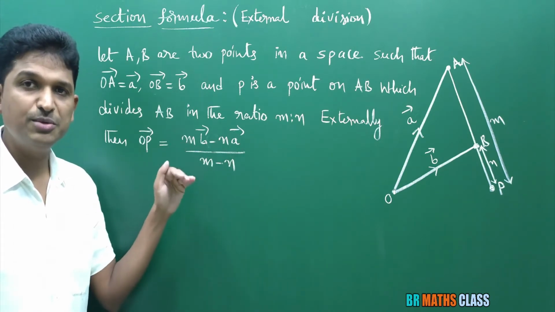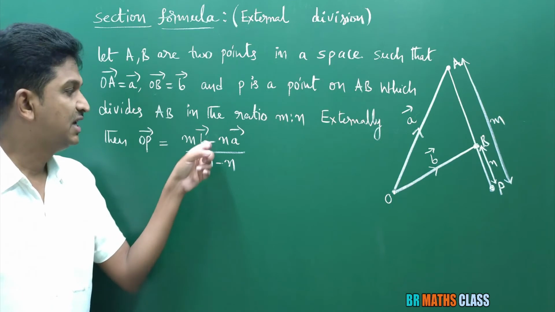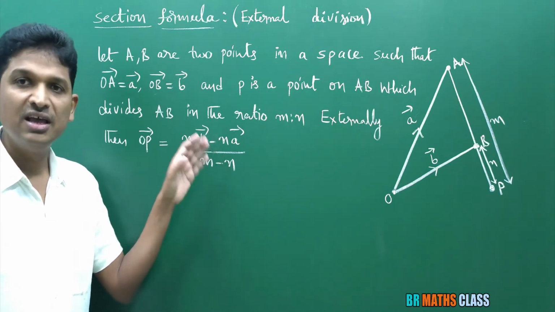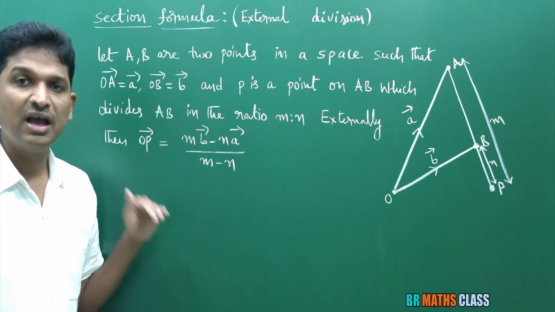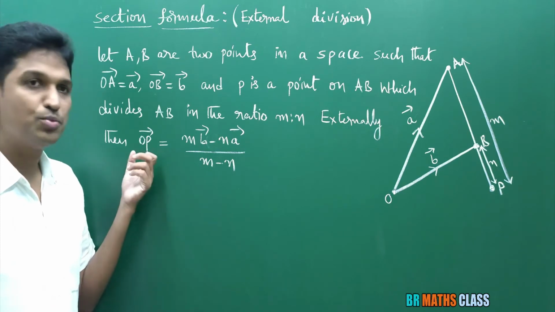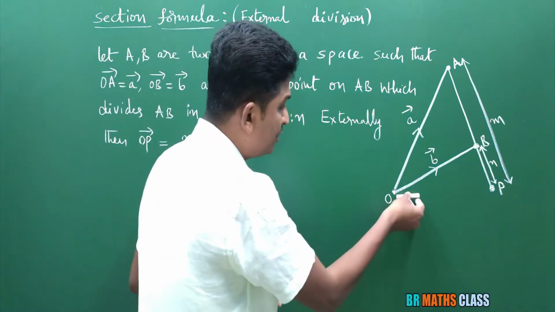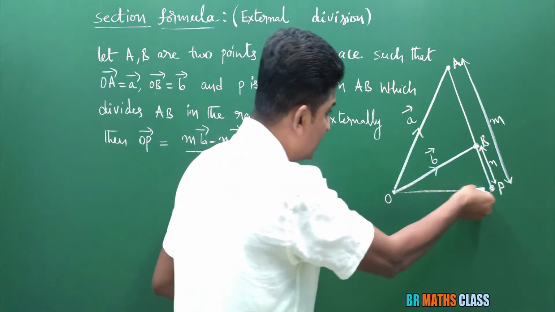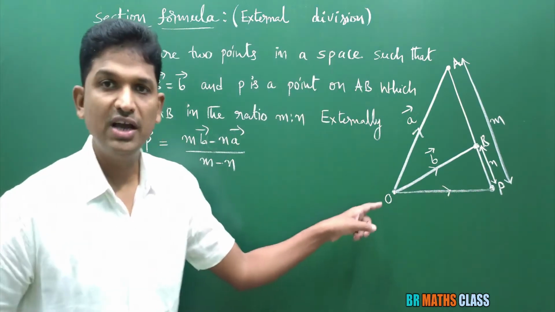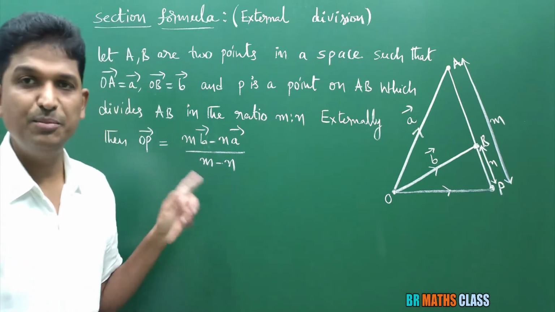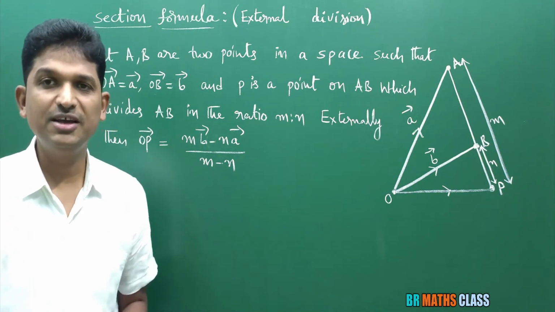If you observe the difference between internal division and external division, in internal division here plus sign is there, in external division we got minus sign. Finally, what I want to prove? I want to prove that position vector of a point P is this. So, position vector of a point P means OP bar. I am trying to calculate OP bar. So, I need to prove that this OP bar is MB bar minus NA bar divided by M minus N.